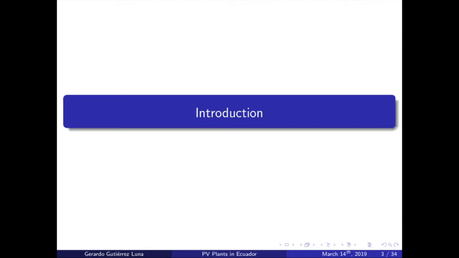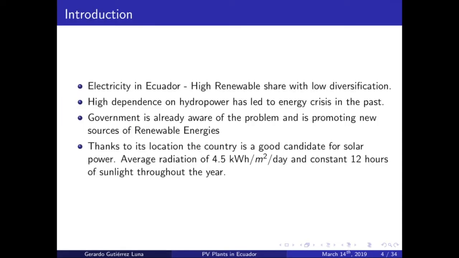First, as an introduction, the electricity in Ecuador has a high renewable share but low diversification. There is a high dependence on hydropower that has led to energy crises in the past. The government is aware of the problem and is promoting new sources of renewable energies. Thanks to the geographic location of the country, it is a good candidate for solar power. The average radiation is 4.5 kilowatt hours per square meter per day, and the country has a constant 12 hours of sunlight throughout the year.